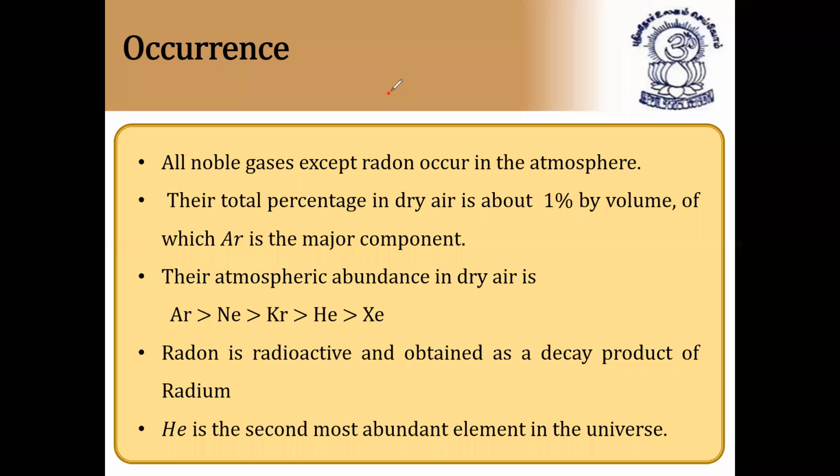So noble gases occur in the atmosphere, that is dry air, about 1% by volume, except radon. So the atmospheric abundance in dry air follows the order: argon greater than neon, greater than krypton, greater than helium, greater than xenon.